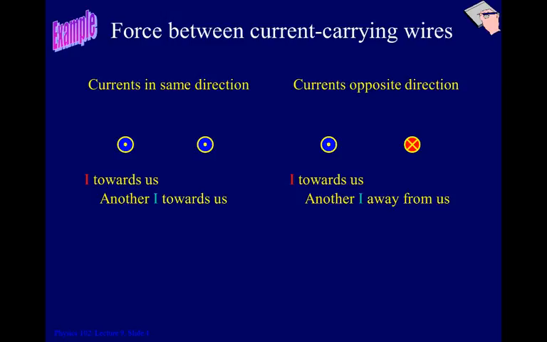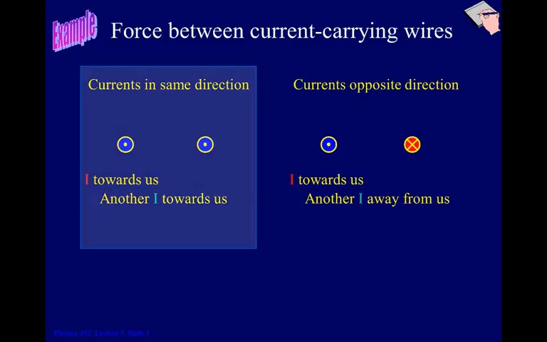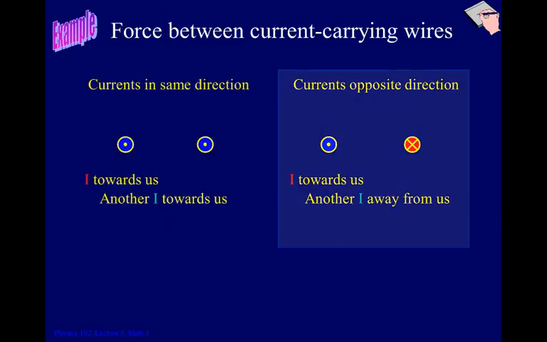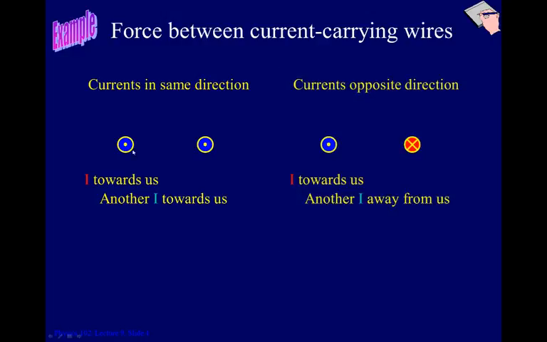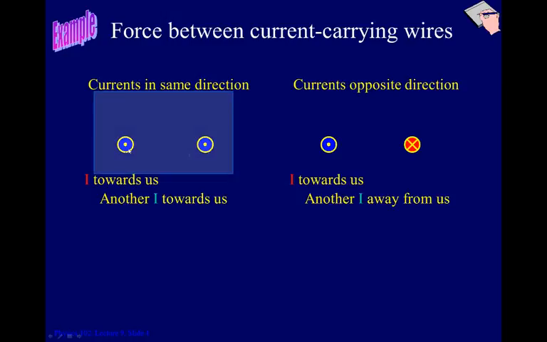So let's look at this. On the left side of the slide, we have currents in the same direction. On the right side, we have currents in opposite directions. So you should imagine on the slide, there are 2 wires coming out of the page, and in this case, each wire is carrying current out of the page towards you.